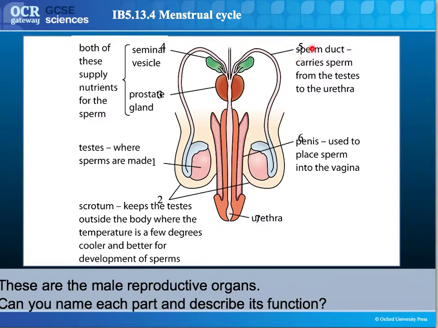We've got the sperm duct, which carries the sperm from the testes to the urethra. This takes us nicely to the urethra. This is the tube that will let the sperm and the urine out of the body. We have the penis here, and this is used to place sperm into the vagina. Now these are the parts of the male reproductive system that you've probably come across before. 2 that you may not be very familiar with are the seminal vesicle and the prostate gland. Now these supply nutrients for the sperm in order to keep them healthy.